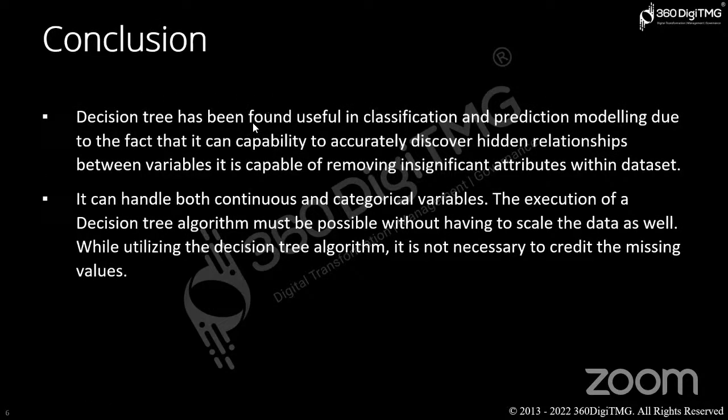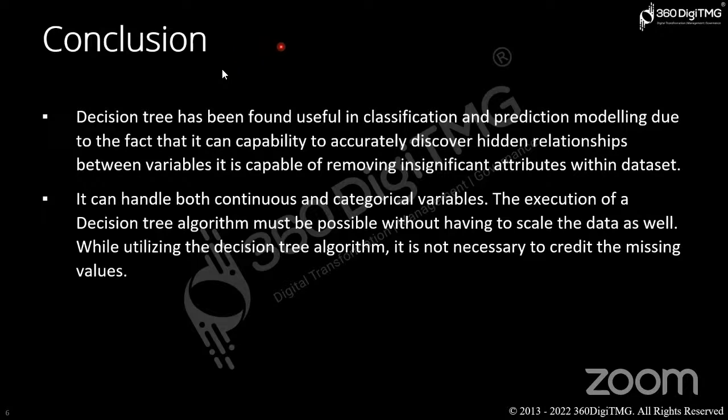Finally, concluding, the decision tree has been found useful in classification and prediction modeling because it has the capability to accurately discover hidden relationships between variables. It is capable of removing insignificant attributes within the dataset as well. It can handle both continuous and categorical variables. The decision tree algorithm can be executed without having to scale the data. While utilizing the decision tree algorithm, it is also not necessary to impute the missing values.